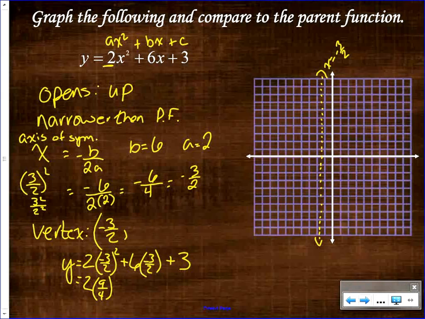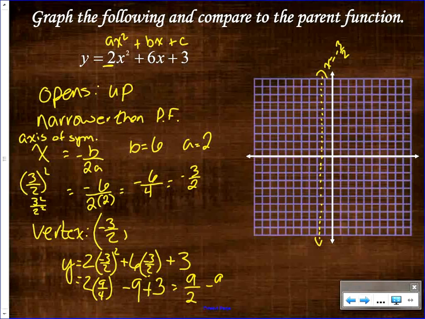Okay. So 6 times -3/2. It's not -18. It's -9 because it's -18/2, which is -9. All right? Now we need to do the other fraction multiplication. 2 times 9/4 is what? 18/4, which is 9/2, which is 4.5, yes.